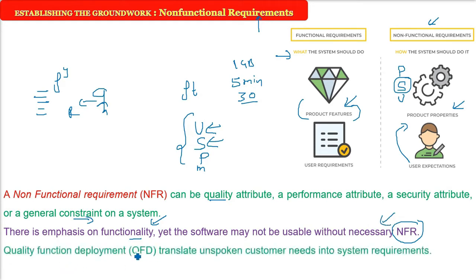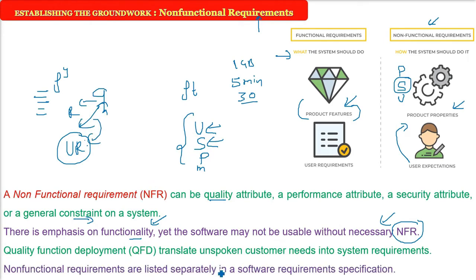There are certain ways like QFD, quality function deployment. Here, the requirements which the customer doesn't speak can be converted into system requirements. That is, the user sometimes thinks these things are obvious. So how do we convert those things into actual requirements? These non-functional requirements are presented in the SRS, which I already showed you. There is a proper template, and an IEEE standard is also there. So we write it here and mention it in the SRS.